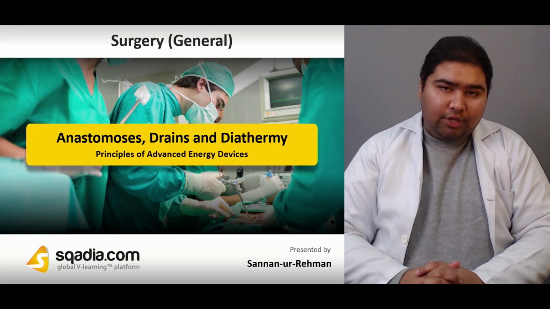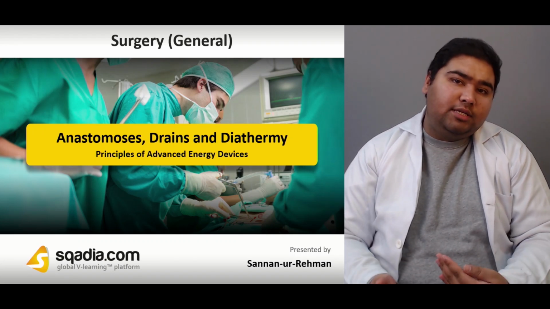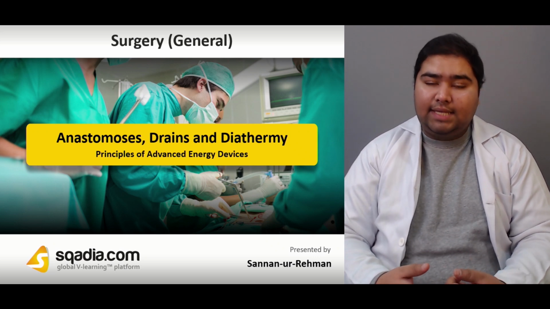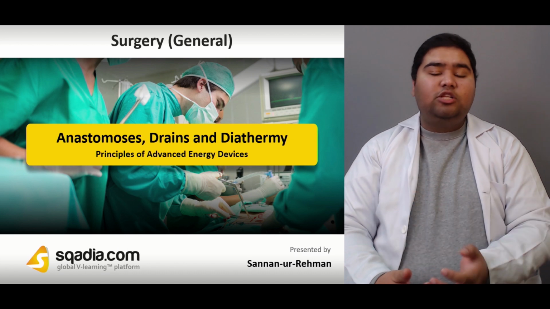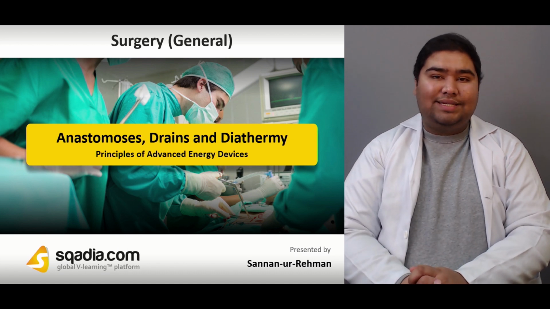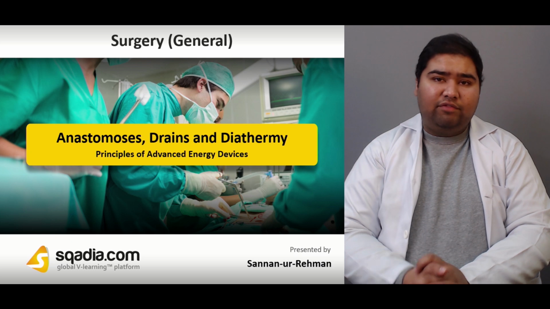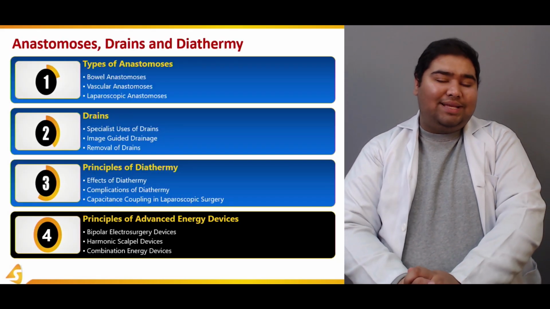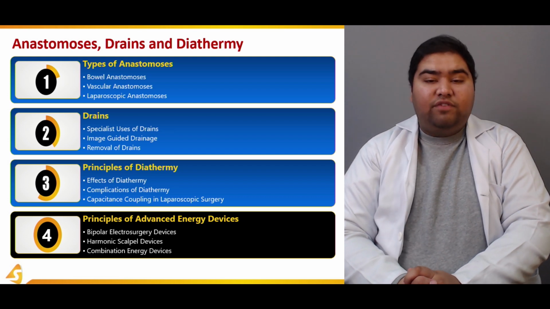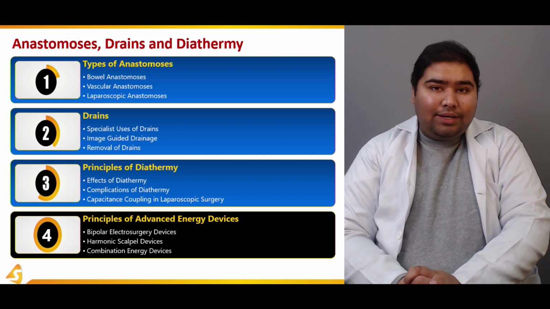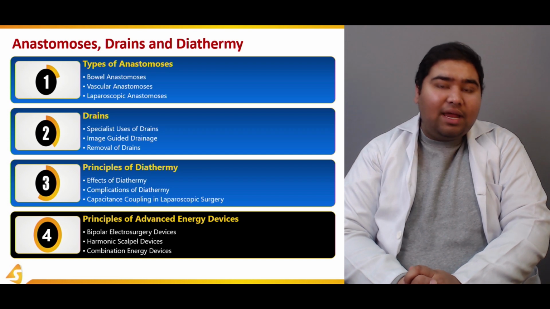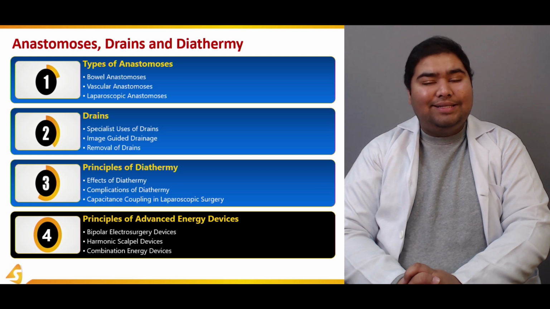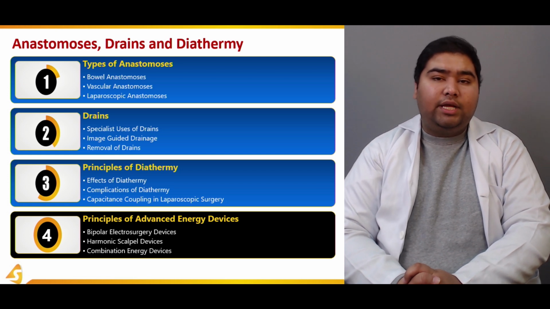Now we'll talk about the new advances, the new principles we have in diathermy, the new principles we have in advanced energy devices. We are still talking about anastomosis drains and diathermy. In this section, we have the advanced energy devices. The section has been divided into 3 sections. In the first part, we'll talk about the bipolar electrosurgery devices. In the second, we'll talk about the harmonic scalpel devices. And in the third part, we'll talk about the combination energy devices.